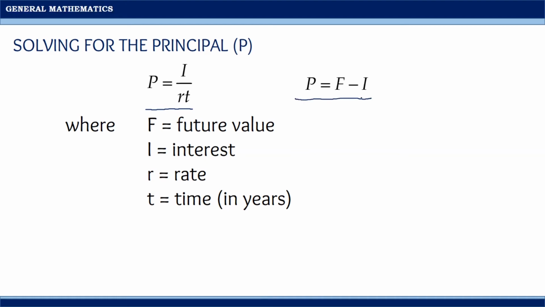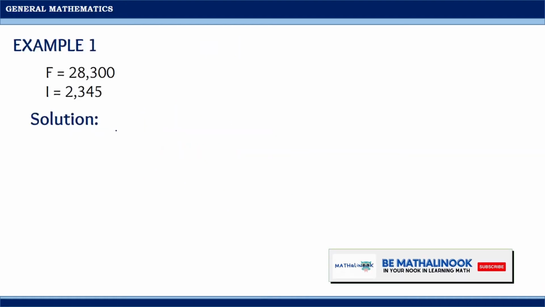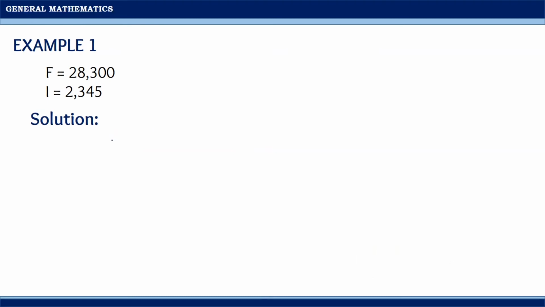use the second formula. For example, let us solve for the principal when the future value is 28,300 and the interest is 2,345. Since you were given the future value and the interest, then the principal is equal to F minus I. Substituting the given on our formula, then we're going to have 28,300 minus 2,345. When you subtract the two numbers, then the principal will be equal to 25,955.